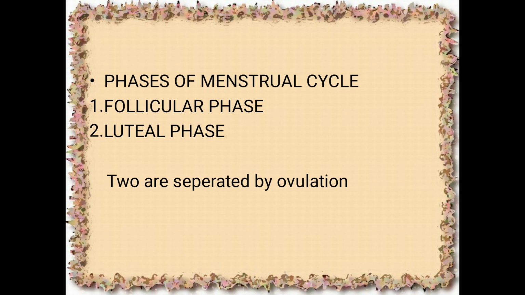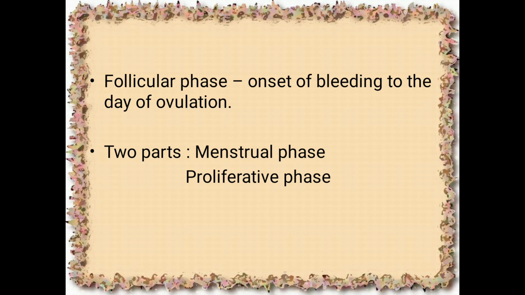So next, phases of the menstrual cycle. You have the follicular phase and the luteal phase. The two are separated by ovulation. First, the follicular phase. What is the follicular phase? The follicular phase starts from the onset of bleeding to the day of ovulation.